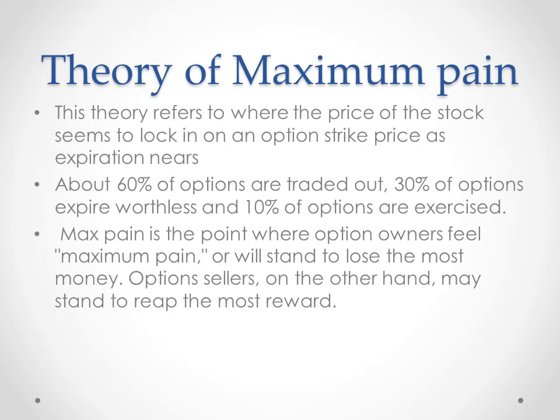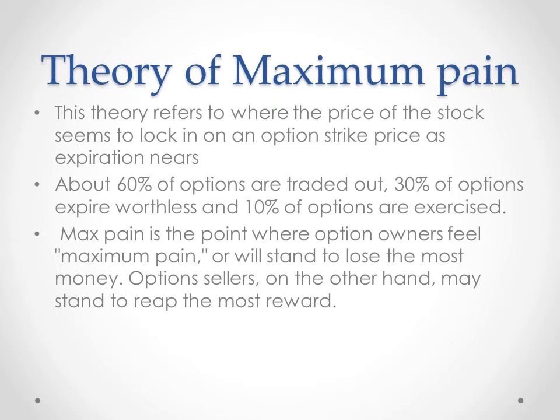Theory of maximum pain. This theory refers to where the price of the stock seems to lock in on an option strike price as the expiration nears. As demonstrated in the book, about 60% of options are traded out, 30% of options expire worthless, and just 10% of options are exercised.